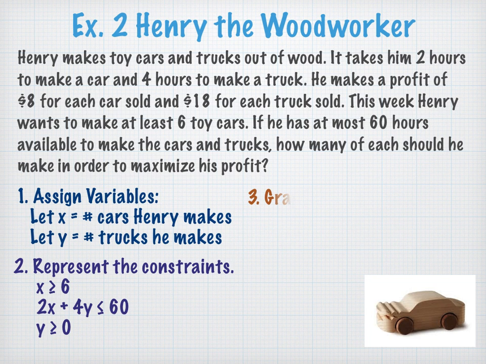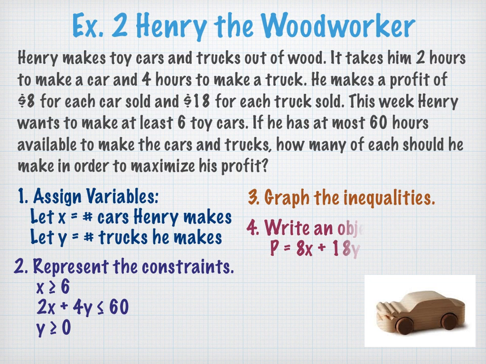Now you're going to graph the inequalities on some graph paper. Don't forget your objective function, which is going to be about profit. P equals 8 times x plus 18 times y. So go ahead and graph your system of inequalities, identify the coordinates of your bounded or feasible region, and see if you can identify how many cars and how many trucks Henry should make to maximize his profit.